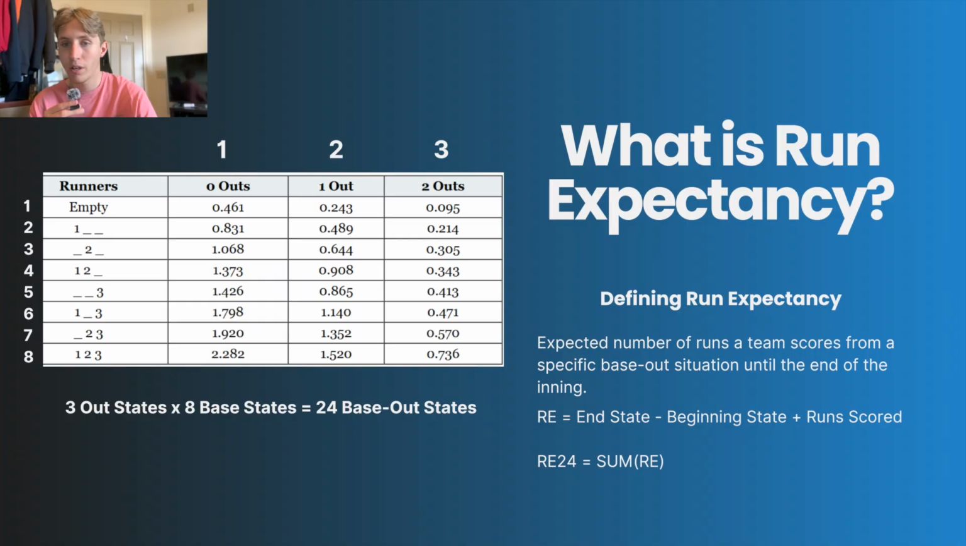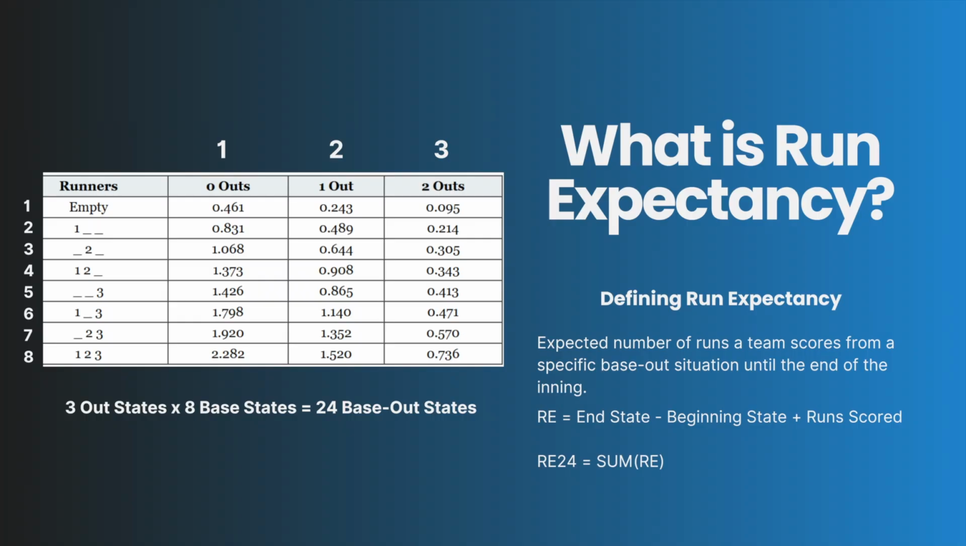You can even sum up all of a player's run expectancy changes across the season and say something like, this player contributed 30 more runs than expected. And that's a much deeper insight than just counting home runs or RBIs.